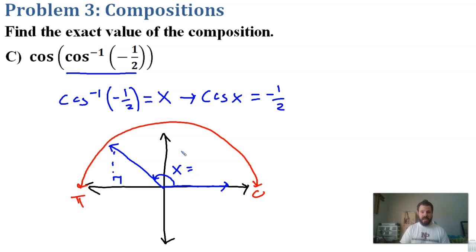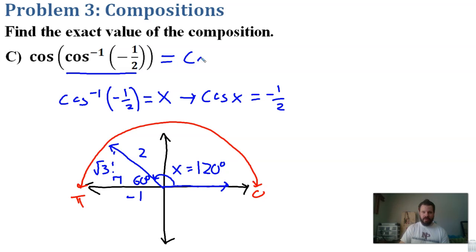We're talking cosine, so we have the adjacent side over the hypotenuse. So adjacent would be the negative 1, hypotenuse would be 2. We'd have a root 3 for the opposite side. So this is my 30, 60, 90 right triangle. I know I've got 60 degrees here across from the root 3. So then my x is 60 short of 180, in other words, 120 degrees.